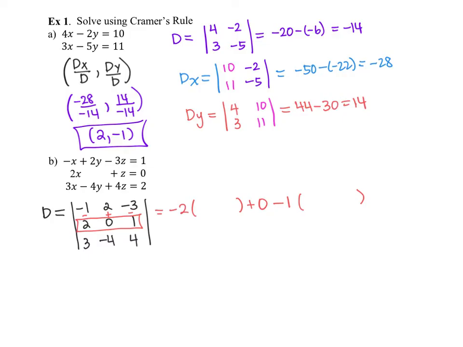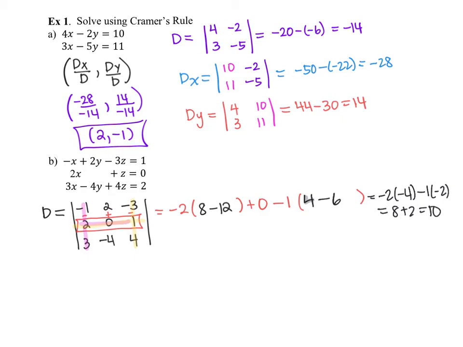At the 2, if I ignore the row and the column, then I'm left with 8 minus 12. Okay, I ignored the 0 term because 0 times anything is 0. So let me go to the 1, ignore its row and its column. So I'm left with, looks like, 4 minus 6. So that's -2 times -4 minus 1 times -2. 8 plus 2 is 10 for D.